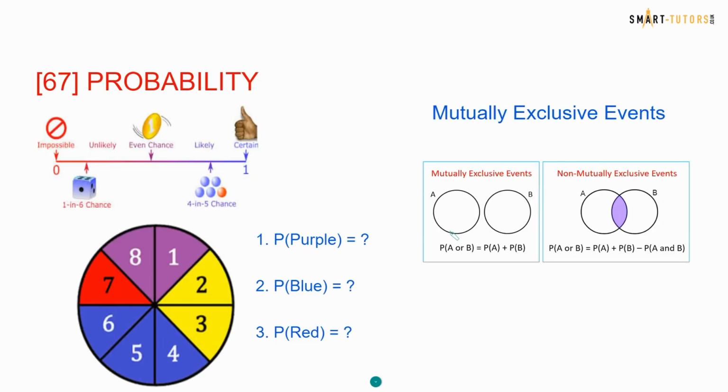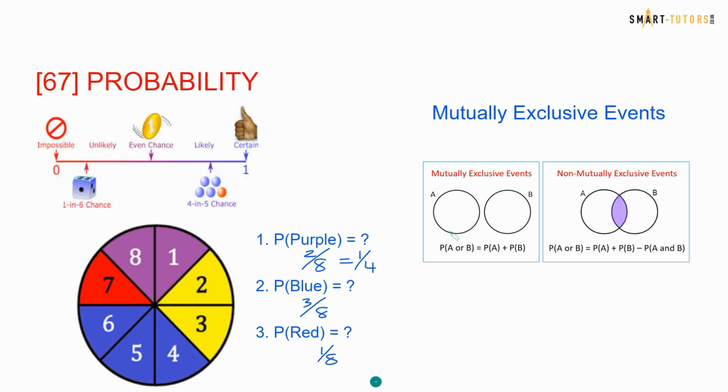Topic 67, probability. In the topic of probability, you need to know impossible, unlikely, even chance, likely, certain. For example, on a dice, the probability of getting a number 1, one out of 6 chances, is unlikely. In a bag containing 4 purple and 1 red, taking a purple is more likely. For example, this is a spinner. In the spinner, the probability of purple is 2 portions out of 8 portions, which is a quarter. Probability of blue is 3/8. Probability of red is 1/8.